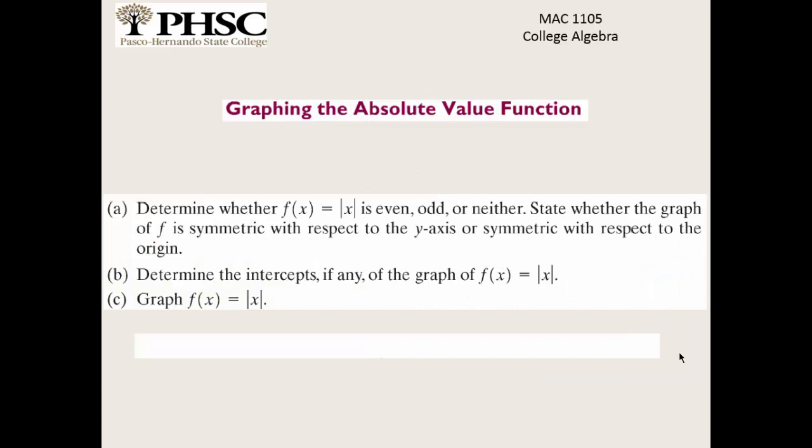Now let's talk about the absolute value function. We're going to determine whether f of x equals the absolute value of x is even, odd, or neither. We're going to state whether the graph of f is symmetric with respect to the y-axis or the origin. Whether it's symmetric with respect to the y-axis or the origin depends on whether it's even, odd, or neither. Then we're going to determine the intercepts, if any, and then graph the function.